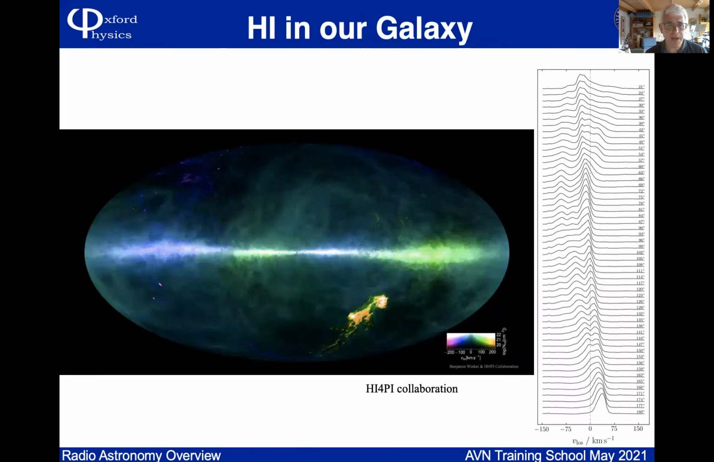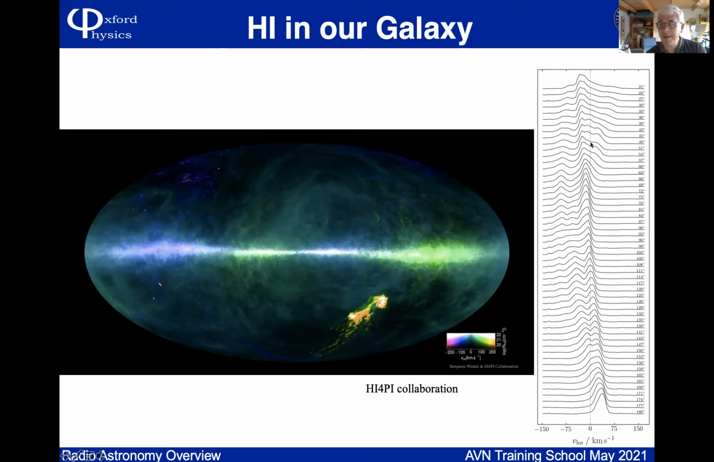So if you look at our galaxy, look at the velocities. Here's a very beautiful all sky H1 map where the colors are encoding the velocity, and you can see the systematic change across our galaxy due to the galaxy's spin. This down here is the Magellanic Clouds, which have their own completely separate velocity.